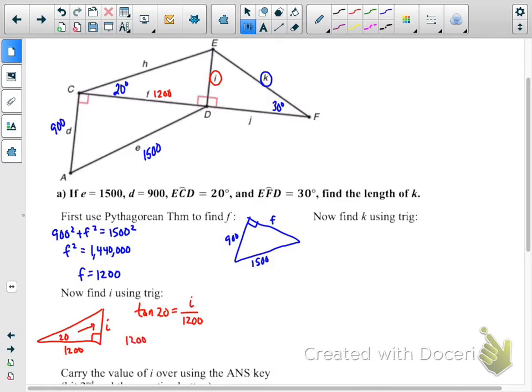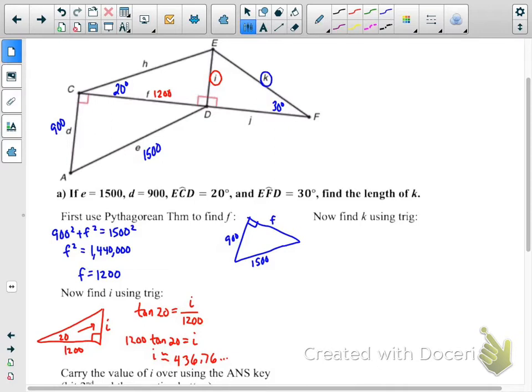So 1,200 tangent of 20 is equal to I. Now, because I'm doing a tangent of 20, this is not going to be a pretty answer. That's going to be approximately 436.76, and it keeps on going from there. But again, I'm trying to get to K, so I don't want to round that off. I actually want to keep that answer and use that answer for the next part. So there's a couple different ways we can do that, and I'll show you here in a second. I can use the answer key just to use that number again, or I can actually even store it, and I'll show you in a second how you can do both of those.